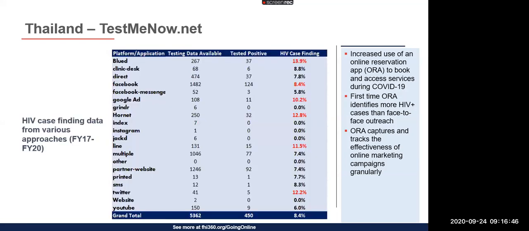This is the way that the Thailand team visualizes their results by their marketing approaches. Their Test Me Now website allows each promotional approach to have a link that is unique, and it can be tracked based on the platform used to do the promotion. So you can see here their promotions on Blued, a dating app in the Asia region, versus Instagram, versus Facebook and Google, the number of people coming in, testing positive, and the case finding rate for each of those.